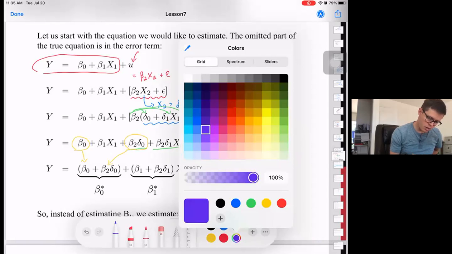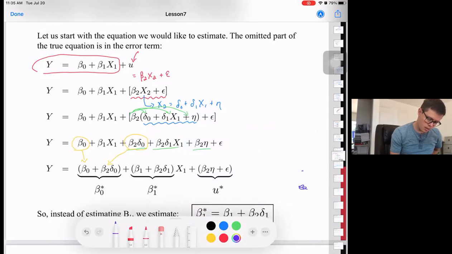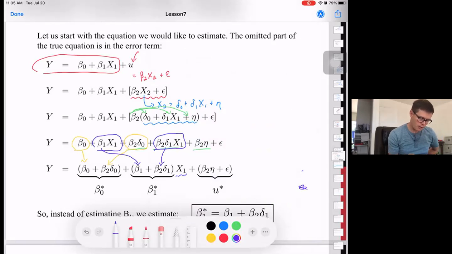So those that have coefficients on x1, we can bring together as well. And we can factorize out the x. So that's why we have x times beta 1 plus beta 2 times delta 1. Okay. And then we're going to also finally bring together the parts that have error terms in them.